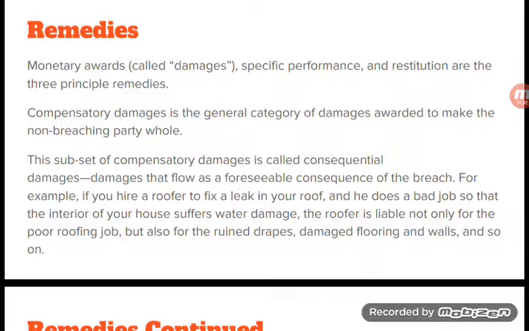Compensatory damages is a general category of damages awarded to make the non-breaching party whole. There's a subset of this idea called consequential damages, which are foreseeable damages that flow from the breach. Here we have an example of a roofer hired to fix a leaky roof, who does a bad job fixing the roof. Of course, that's going to cause the homeowner some damage, because they need to have the roof fixed. But then also, if there happens to be a bad rain or storm while the roof is not properly installed, that could cause consequential damage inside the house, foreseeable damages.